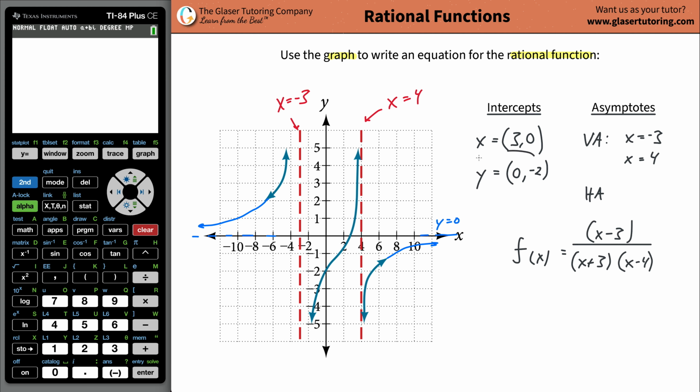And last but not least, we're going to take care of our y-intercept. To take care of the y-intercept, what we're going to do is add a constant in front, okay?